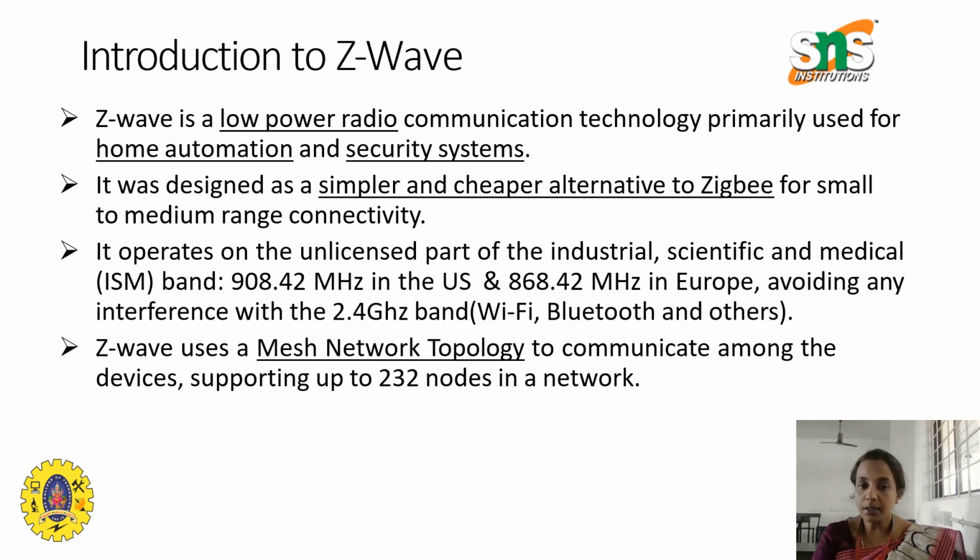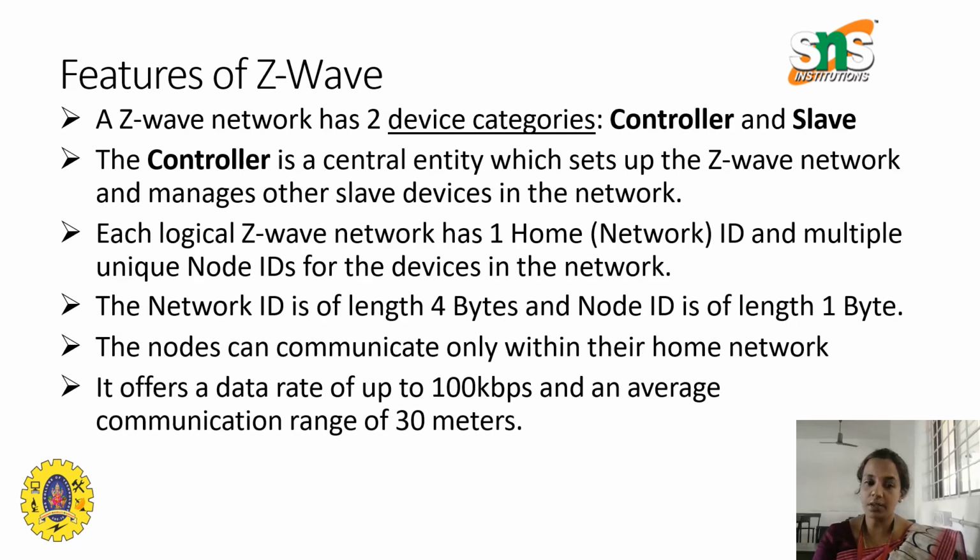908.42 megahertz in the US, and 868.42 megahertz in Europe. It avoids interference with the 2.4 gigahertz frequency range, which is used for Wi-Fi, Bluetooth, and other communication protocols. For the Z-Wave communication protocol, mesh network topology is used to communicate among the devices, and it supports around 232 nodes or computers in a network.